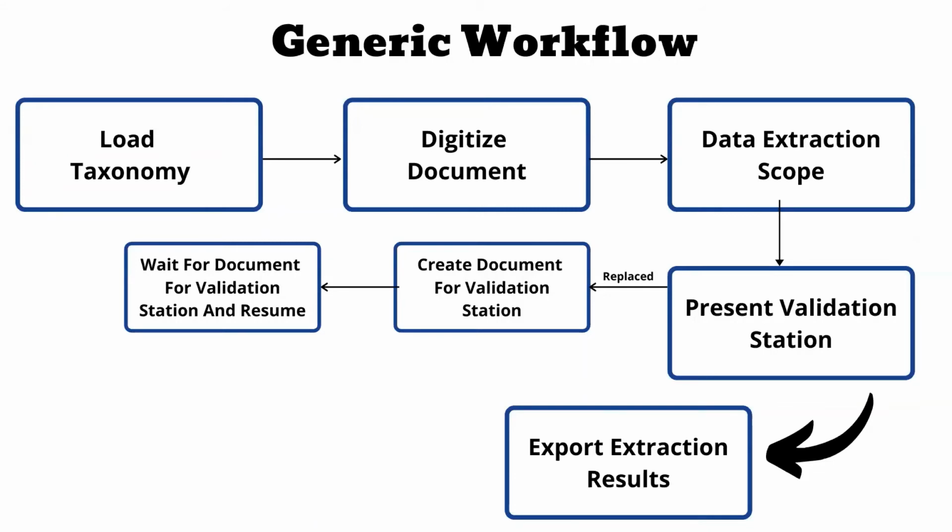Suppose you have an invoice from which different details like invoice date, number, client name, and other details are extracted. Now there is a human, or you can say an attended bot, which needs to validate the data. At that time we need to use present validation station, which gives us the output of validated results.